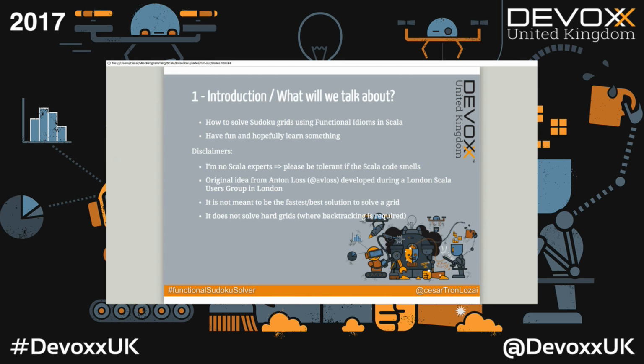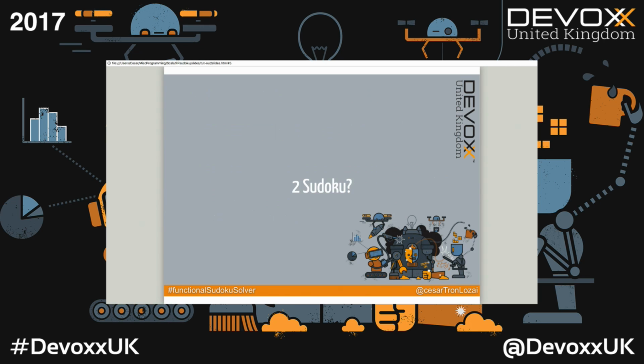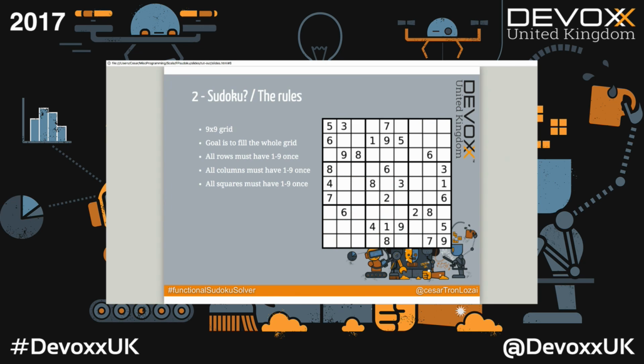So just a quick introduction. What we're going to do today is solve Sudoku using functional programming in Scala. Hopefully we'll have a bit of fun and learn something. I'm not a Scala expert, it's just a hobby, so don't judge me. The original idea was from a Scala meetup in London. It's not meant to be a fast solution to solve Sudoku at all, and it does not solve the hard grids that require backtracking.